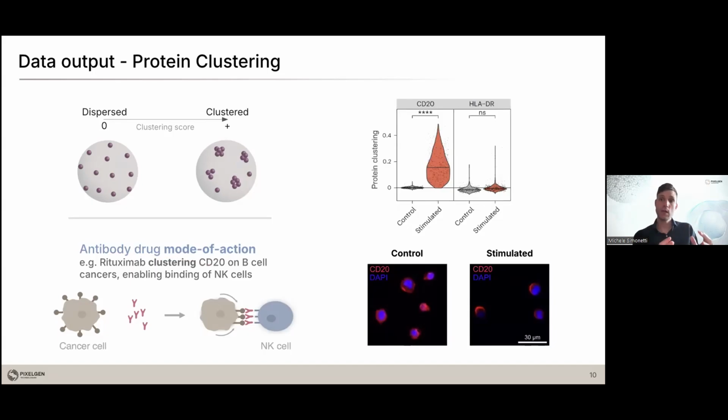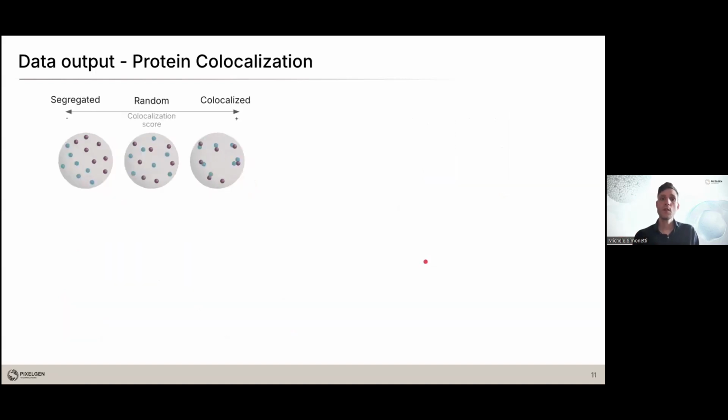Now imagine doing that, but in a pairwise manner. So now you look at pairs of proteins. This is the protein colocalization, and you will be getting a colocalization score. That score is positive when the two proteins are colocalizing, close to 0 if they are randomly dispersed on the cell surface, but this score can also be negative if the two proteins are segregating from each other.